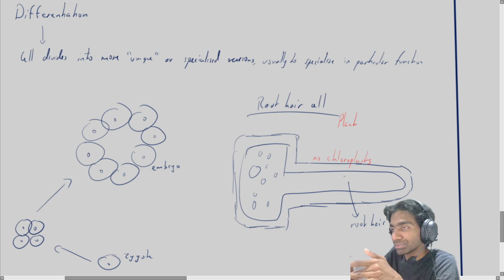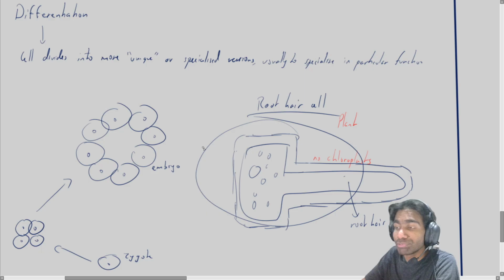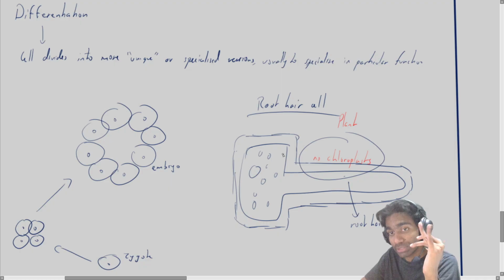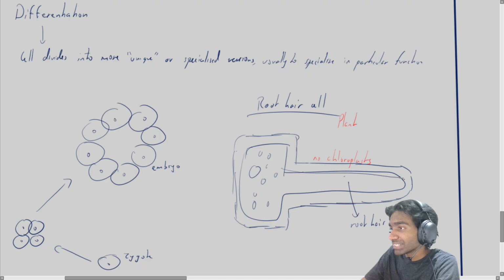So just to summarize what I was saying, a root hair cell is an example of a differentiated plant cell because it's much different to a regular plant cell. It has no chloroplast, because it doesn't conduct photosynthesis, and doesn't need to because it's underground, so it doesn't get sunlight. It also has a long appendage to absorb nutrients from the soil, right?